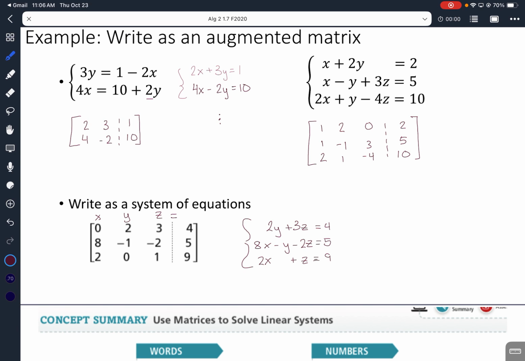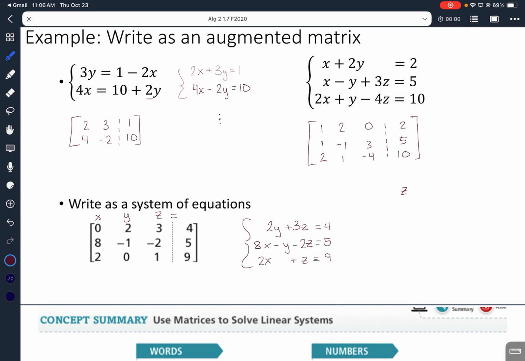Okay, so did you get 2y plus 3z equals 4, 8x minus y minus 2z equals 5, and 2x plus z equals 9? Yeah. Okay, I would suggest that your z's get crosses on them. Why? So that way you know it's not a 2.